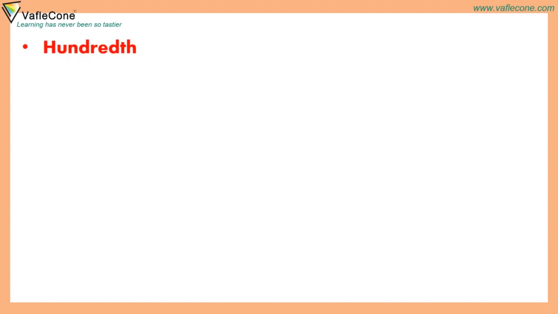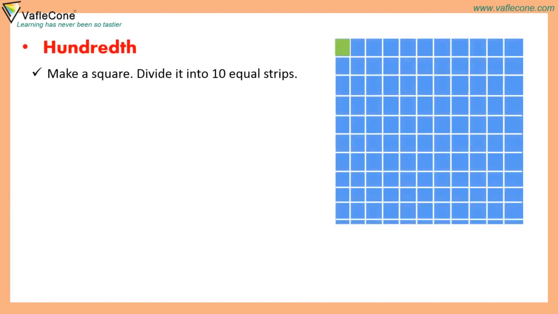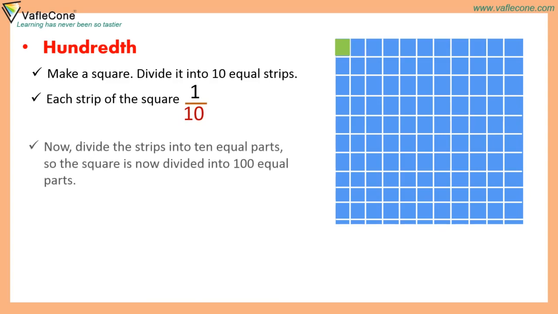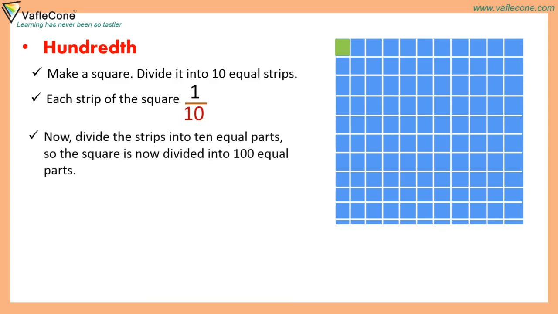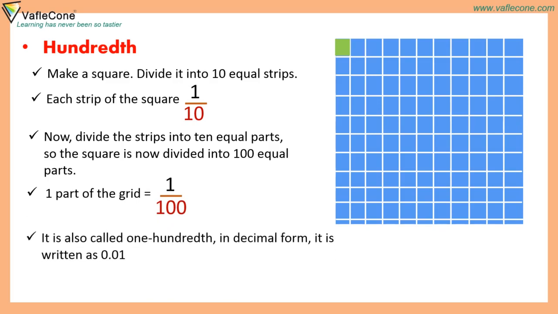Hundredths. Make a square. Divide it into 10 equal strips. Each strip of the square is 1 by 10. Now, divide the strips into 10 equal parts. So, the square is now divided into 100 equal parts. 1 part of the grid is equal to 1 by 100. It is also called a hundredth. In decimal form, it is written as 0.01.